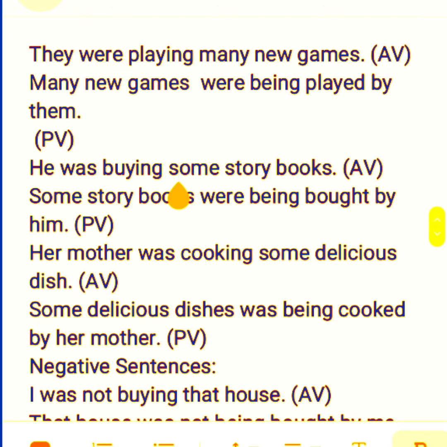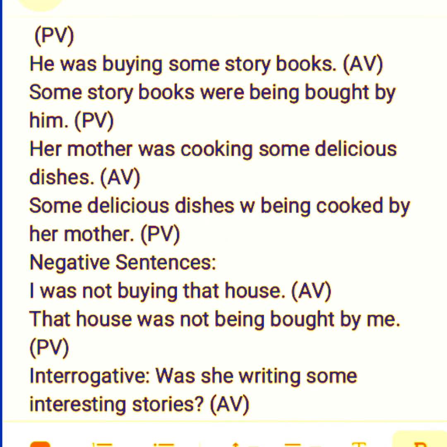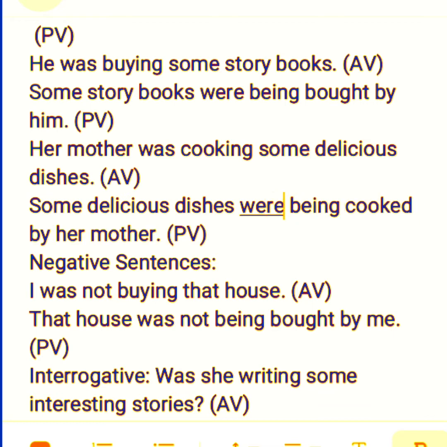He was buying some storybooks. Some storybooks were being bought by him. Her mother was cooking some delicious dishes. Some delicious dishes were, if there's plural, we have to use plural subject, we have to use were being cooked by her mother.